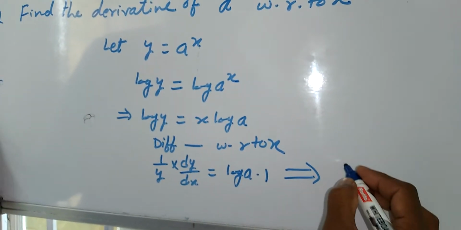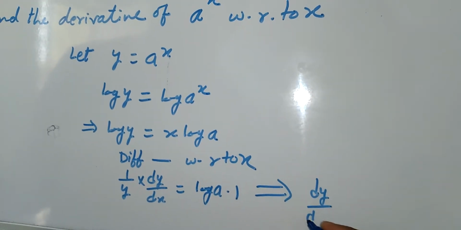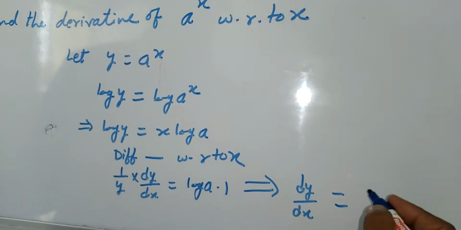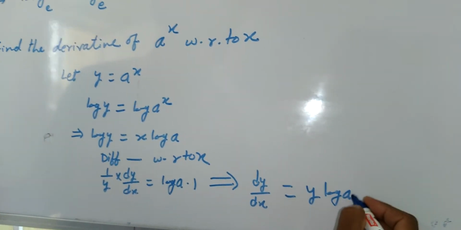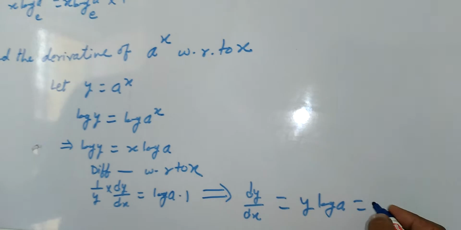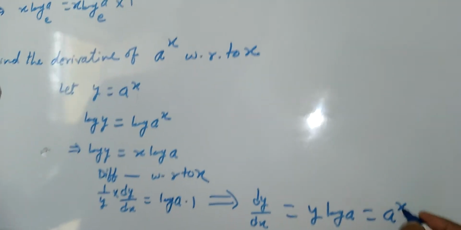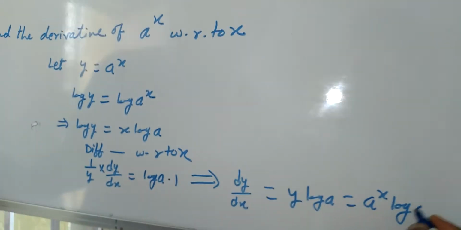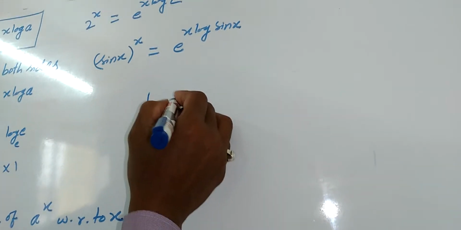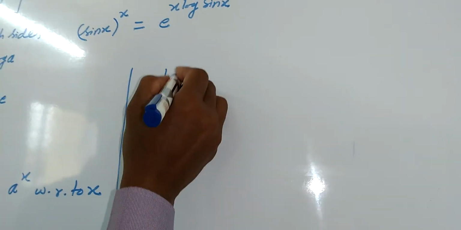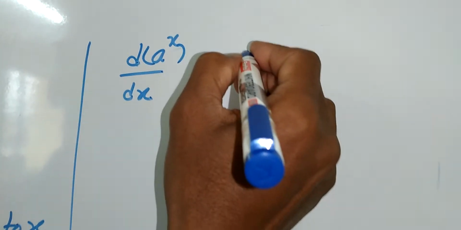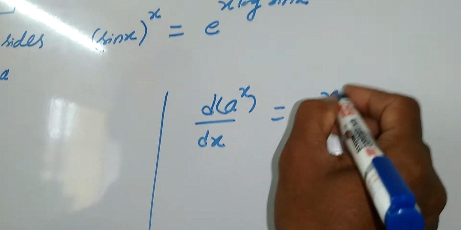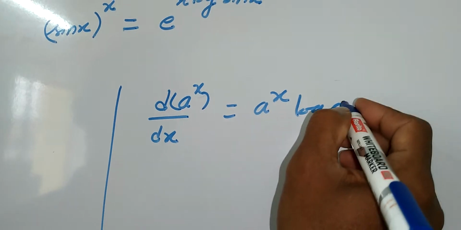So dy by dx is equal to y log a. Here y is a to the power x. So a to the power x log a. That means we can derive one formula: the derivative of a to the power x with respect to x is equal to a to the power x log a.